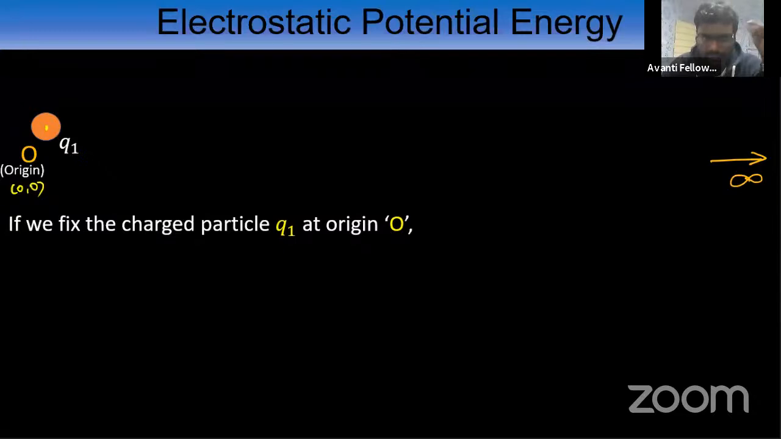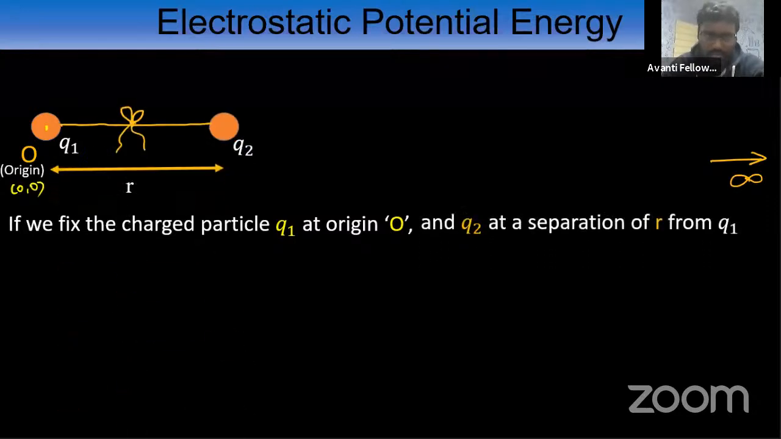Now that we have fixed the charged particle Q1, I'll keep the charge Q2 at a separation of r from Q1. See, I had tied a knot to these two, so you guys are not going to escape. You should not leave each other, so I tied a friendship band to you guys. Now these two still don't want to come closer to each other, so they are staying away at a separation of r only.